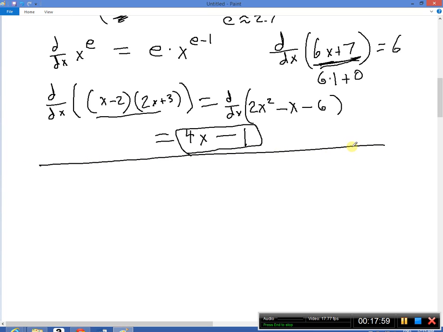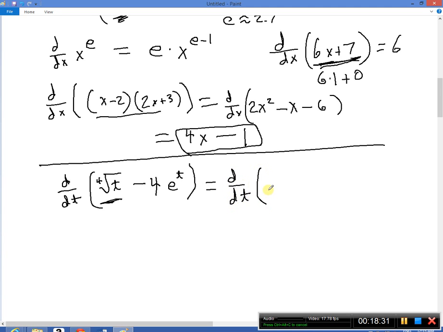So I want the derivative with respect to t of the fourth root of t minus 4e to the t. How are we going to take the derivative of that? Well, whenever you see a radical, turn it into exponents. So this is the derivative with respect to t of, this is nothing more than t to the 1/4 power. And then the rest of it stays the same.